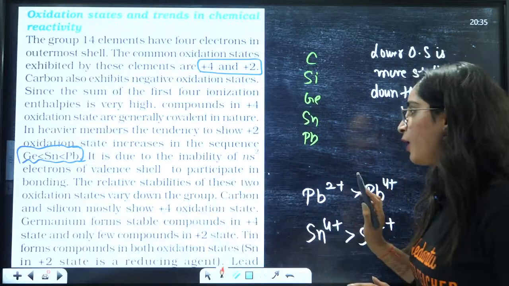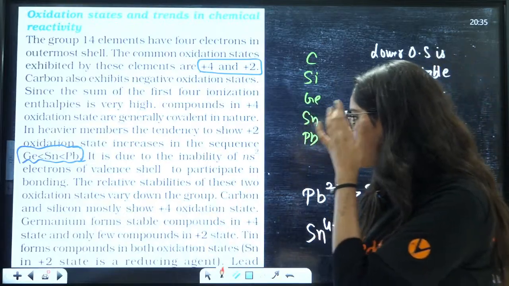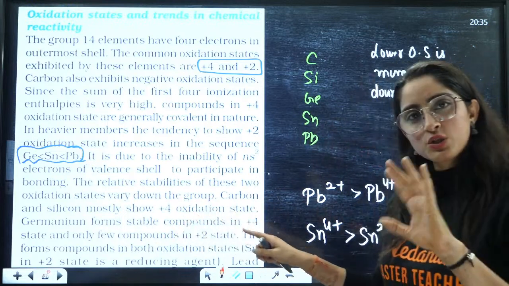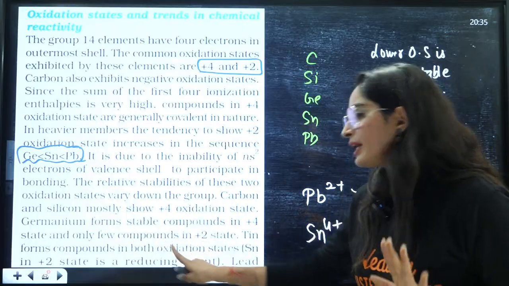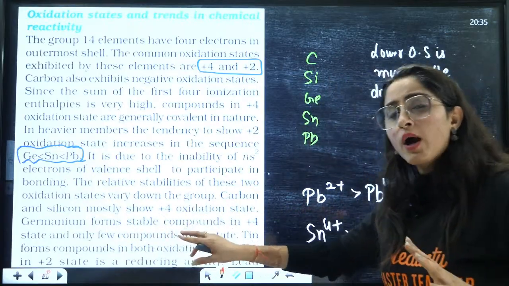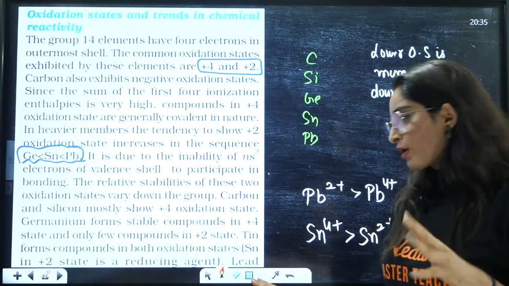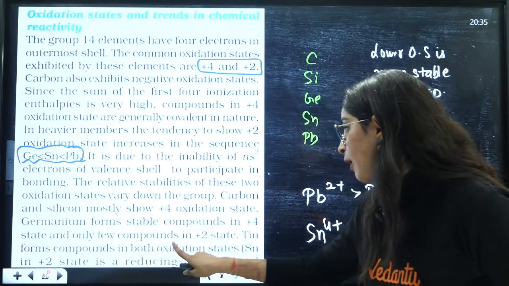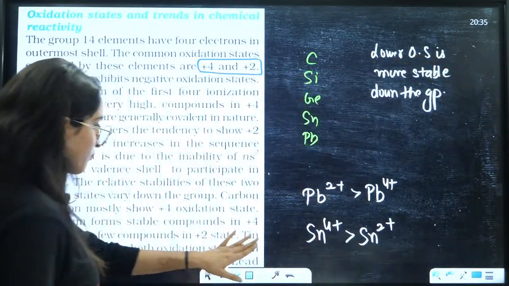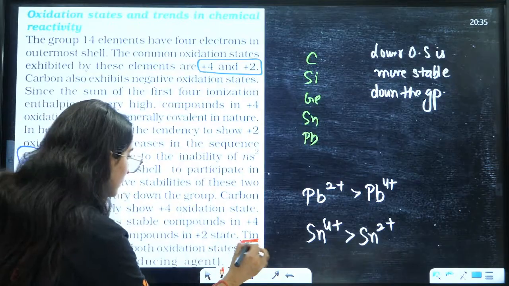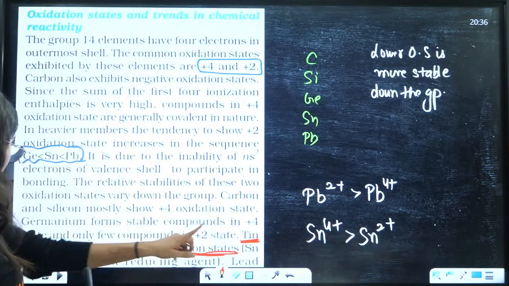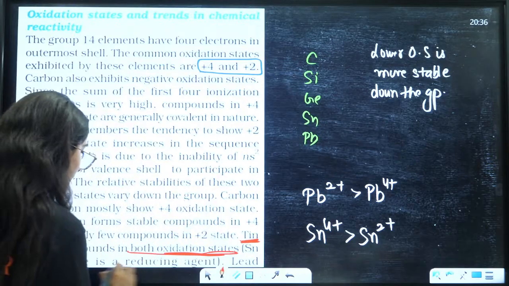Okay. So now, the relative stability of these two oxidation states varies down the group. Carbon and silicon mostly exist in the +4 state. Germanium forms stable compounds in +4 and only a few compounds in the +2 state, because it is moderate. Tin forms compounds in both oxidation states, +2 and +4. Now this is a very important question. Tin forms compounds in both oxidation states, but tin in +2 oxidation state is a reducing agent.